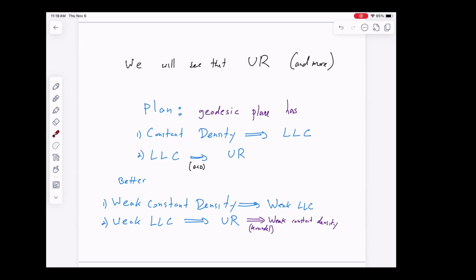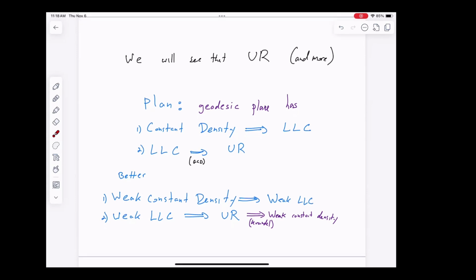We're going to do better than that, right? So we're going to show that if you have weak constant density, then you satisfy what we call weak LLC. I'll say what that means later, but I can just tell you now. Weak constant density means that balls that fail to have constant density in some quantitative way satisfy a Carleson condition like we had before.